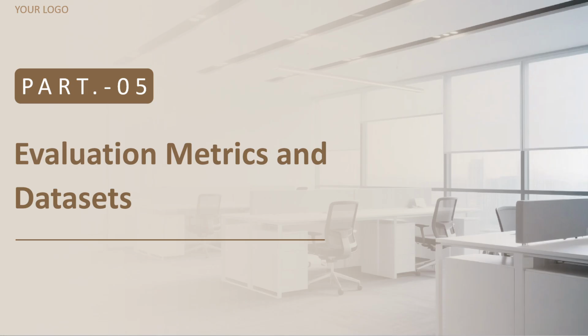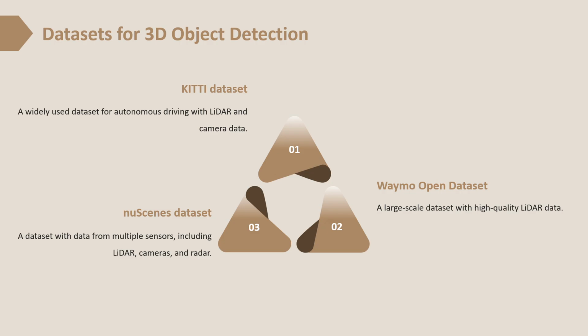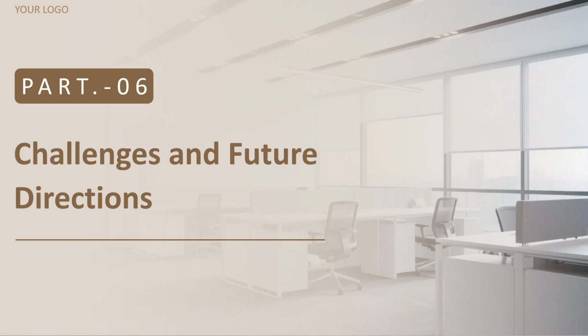Next, we can use evaluation metrics for evaluating the performance of the detection: precision, recall, F1 score, mean average precision, and bounding box overlap metrics. All of these can be used for evaluation. Majorly for autonomous driving, the datasets include the KITTI dataset, a widely used dataset for autonomous driving, which has lidar and camera data. The nuScenes dataset is collected from multiple sensors including lidar, cameras, and radar. The Waymo Open Dataset is collected from lidar.